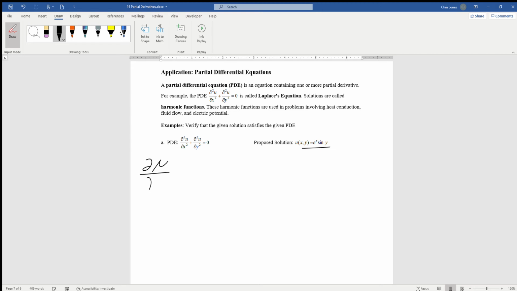So the partial of u with respect to x is going to be really easy. e to the x sine y. Can't get that one wrong. All right. Second partial. So the second partial of u with respect to x is going to be e to the x sine y. In fact, any nth partial is going to be e to the x sine y.